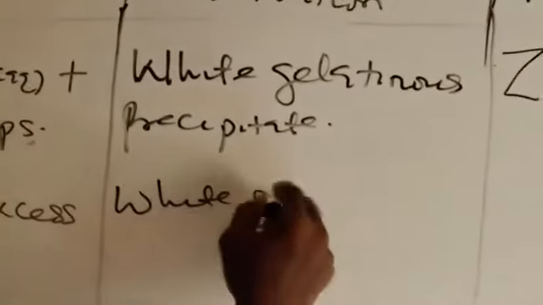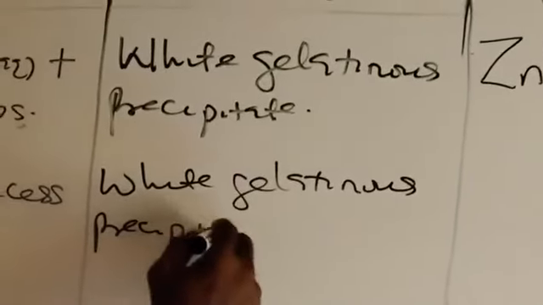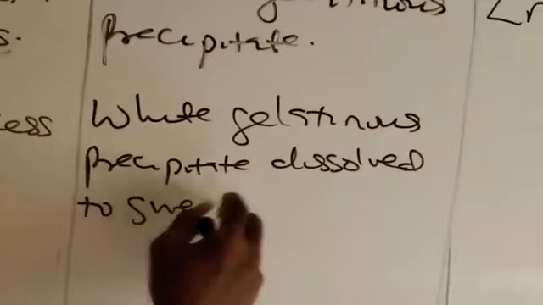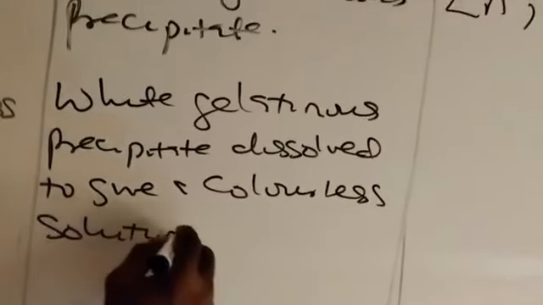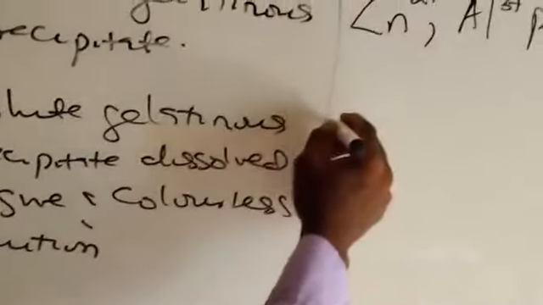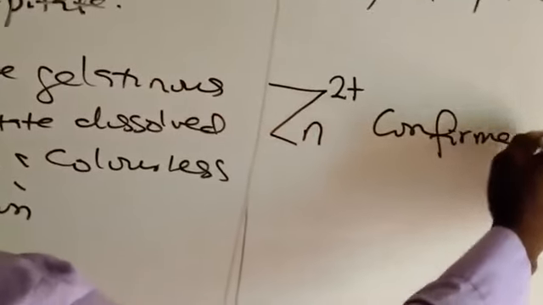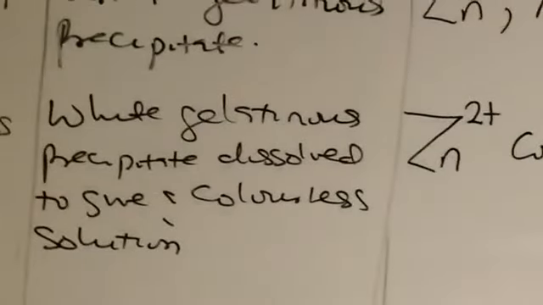So we report our work. Here we report white gelatinous precipitate dissolved to give a colorless solution. So go to the inference table and write only zinc 2. Don't eliminate aluminium. Zinc 2 ion confirmed. So we are sure it's zinc that is present in the salt. So it's the zinc 2 salt. C is the zinc 2 salt.